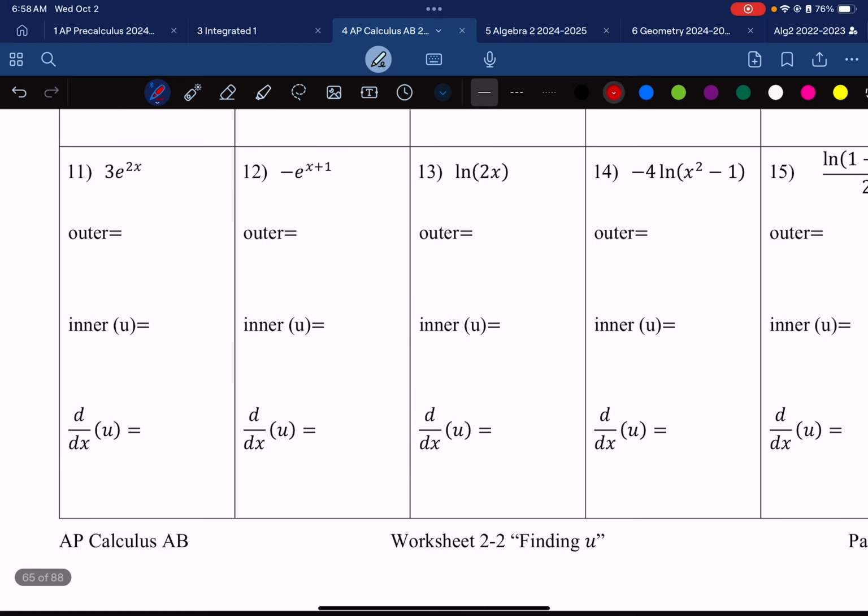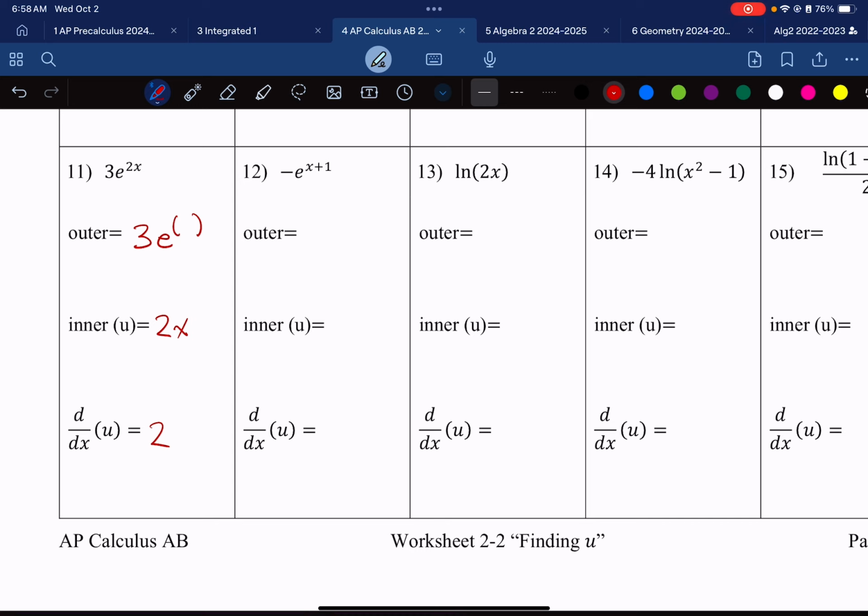In number 11, we have the outer house is 3e to the power of something. I'm going to leave it blank like that. The inner is 2x in this case. And again, it is kind of confusing, but this is going to be inner. You do have to have some sort of parentheses up here to let us know that's where it's going to go. And the derivative of 2x is just 2.